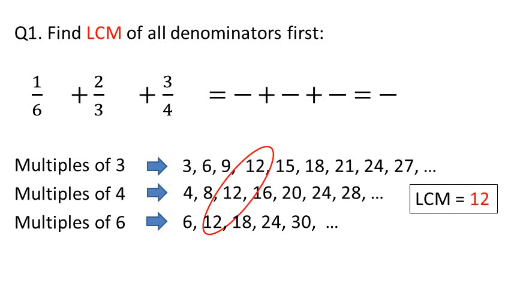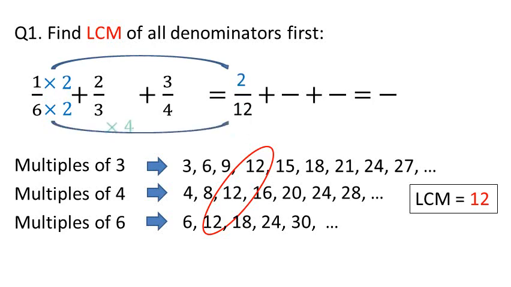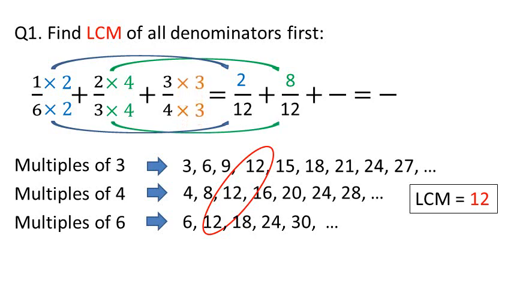So we multiply 2 to both the denominator and the numerator of 1 over 6 to get 2 over 12. In a similar way, we multiply 4 to both the denominator and the numerator of 2 over 3 to get 8 over 12. Finally, we multiply 3 to both the denominator and the numerator of 3 over 4 to get 9 over 12. Now, we just add all the numerators.